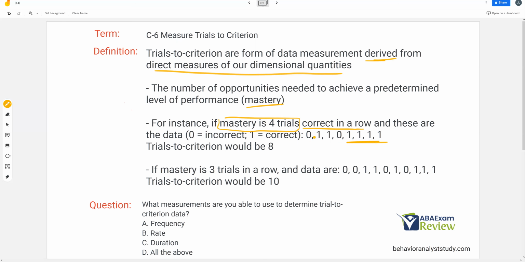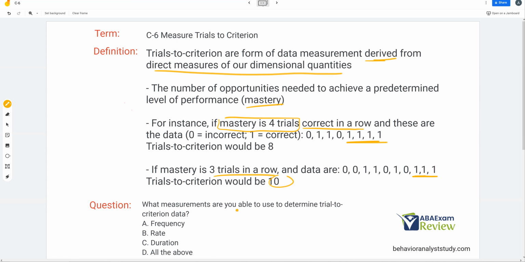We'll simply count them up. 1, 2, 3, 4, 5, 6, 7, 8. Trials to criterion would be 8. Same thing with the next one. If we need 3 trials in a row, 0, 0, 1, 1, 0, 1, 0, and then 3 in a row, count them up, you'll get 10. Not a complicated form of measurement whatsoever. However, it is very versatile in what can be done when used correctly, which we're about to talk about.